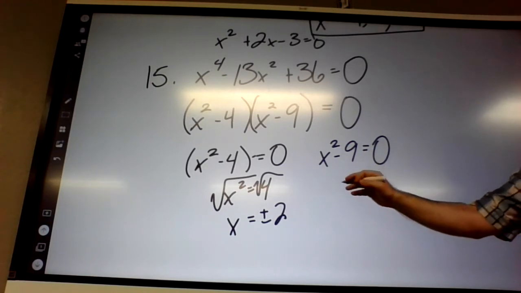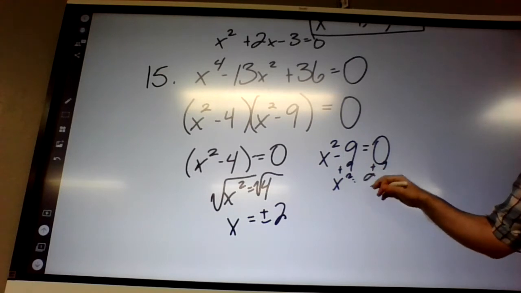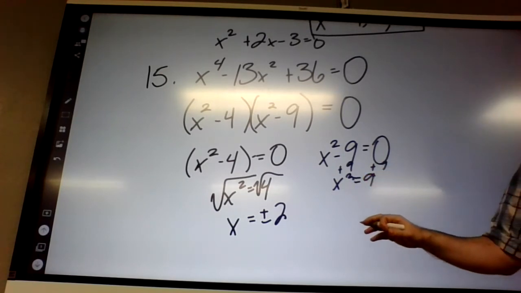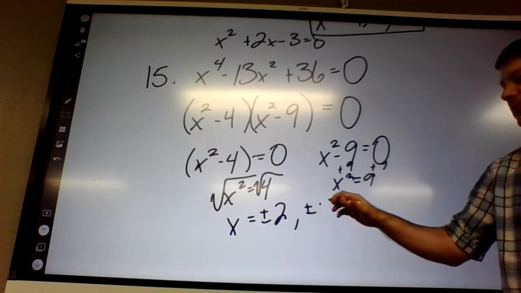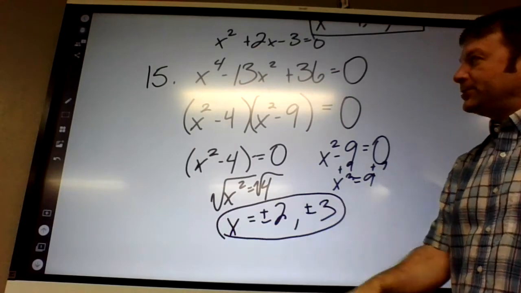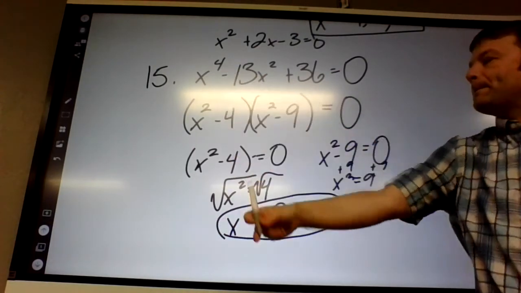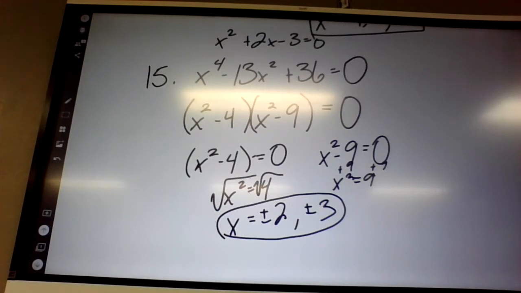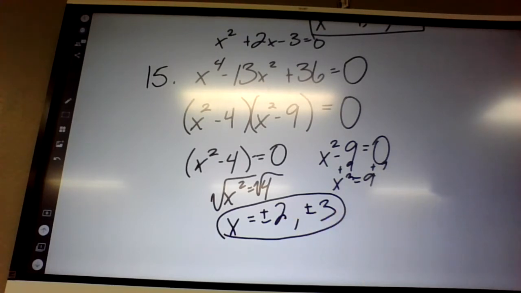What x's would work here? If I add the 9 over, if x squared equals 9, then x could equal plus or minus the square root of 9, so plus or minus 3. So how many answers did I get? 4. How many answers was I supposed to get? 4. Do you mean 4 because positive and negative? Yep, that's 2 answers each.